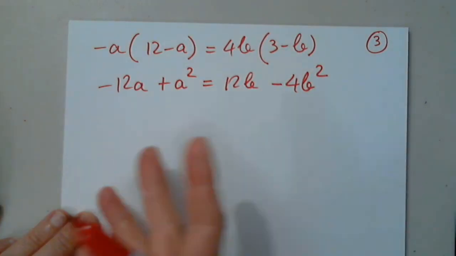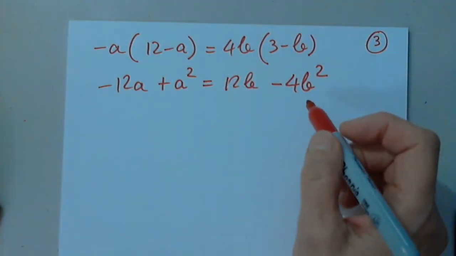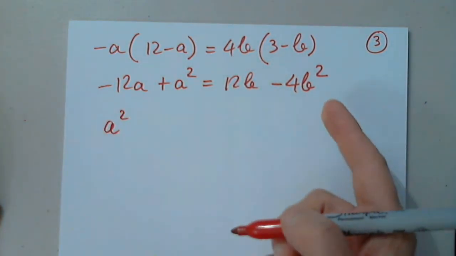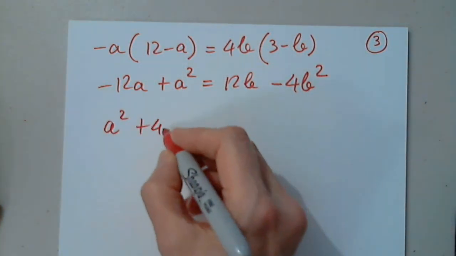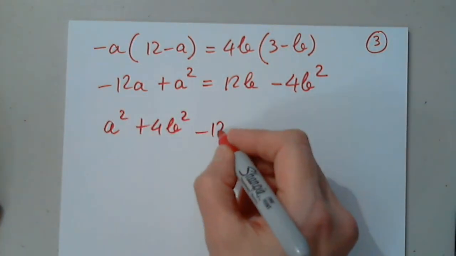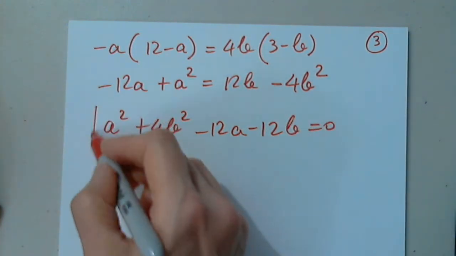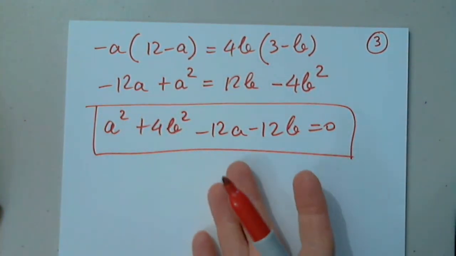I will move everything to one side, maybe. We'll see. It's a mess. I have no idea what to do with this just yet. So a squared plus 4b squared minus 12a minus 12b equals 0. After all this work, I got another equation.